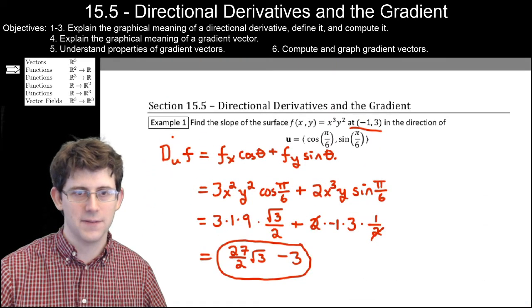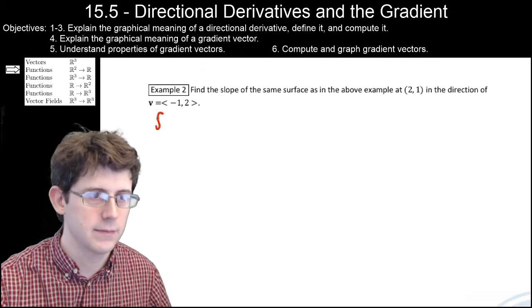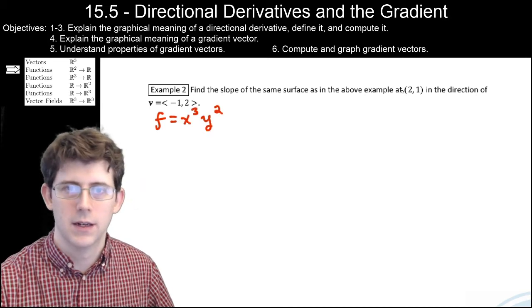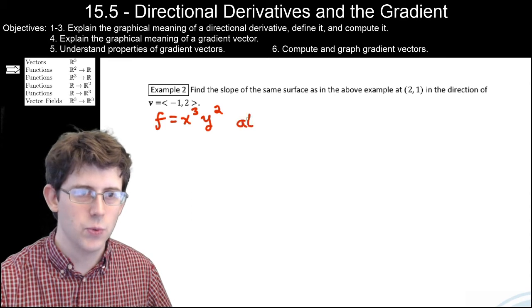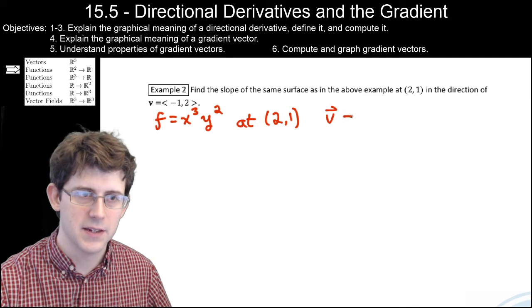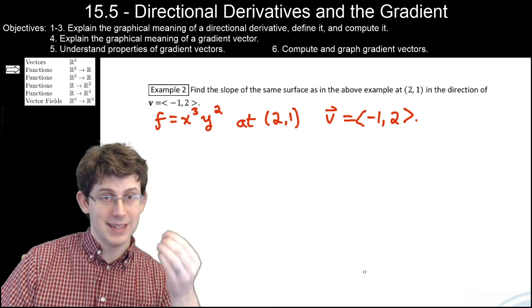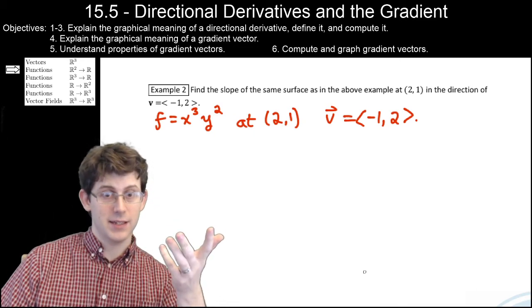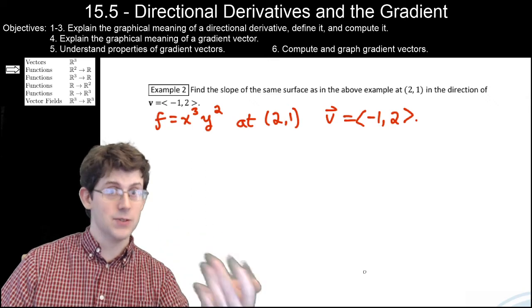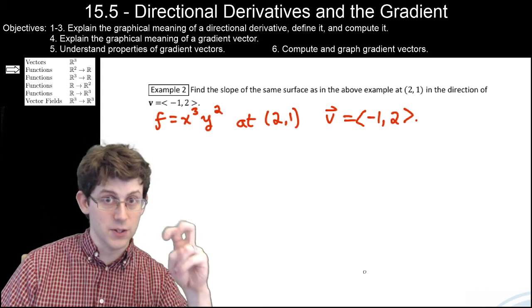It was f equals x cubed y squared. The base point is going to be (2, 1). And the direction is going to be in the direction (-1, 2). Now, that (-1, 2) is not a unit vector. So I need to get it down to being a unit vector before I can call it u and say the directional derivative in the direction u.